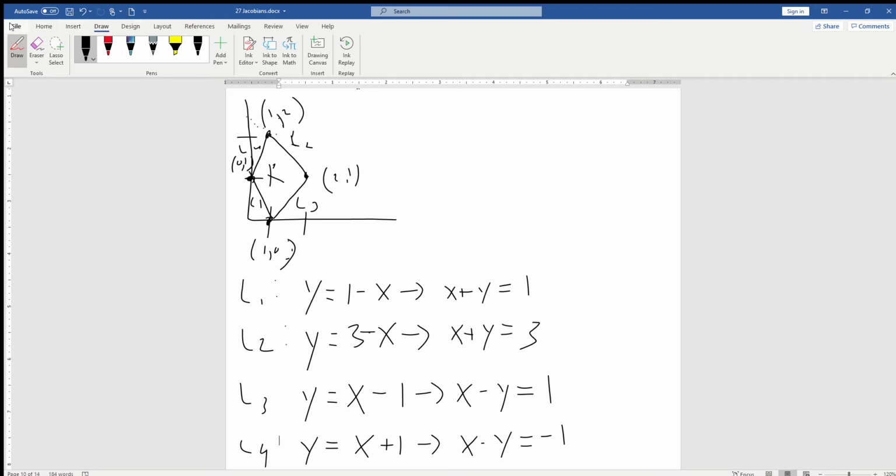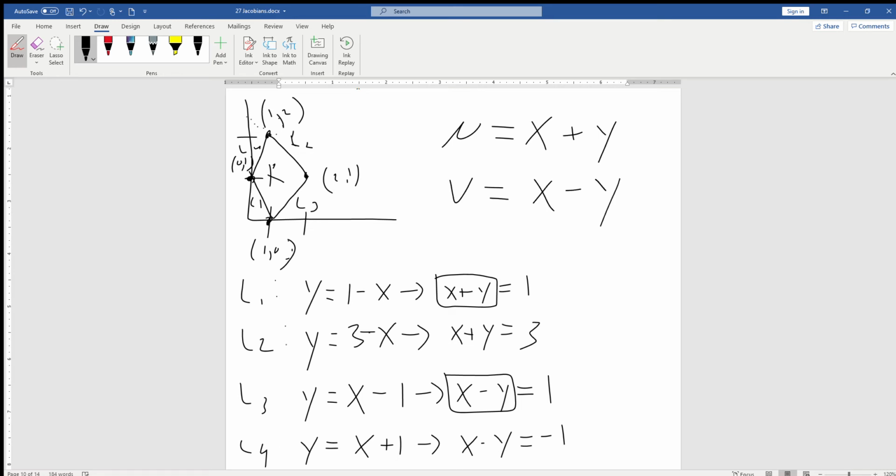It's imperative that we get the lines, because once we have the lines, then we can have a substitution. So let's use the substitution, and I think it's pretty obvious that we have an x plus y and an x minus y. So let u be equal to x plus y, and let v be equal to x minus y. And what we're going to do is find a transformation in terms for x and y.